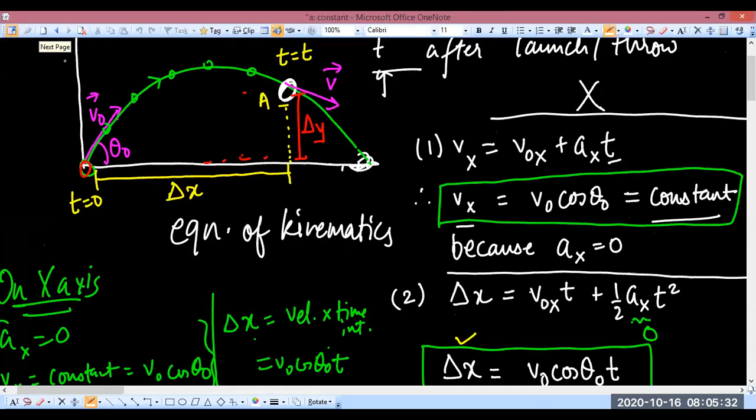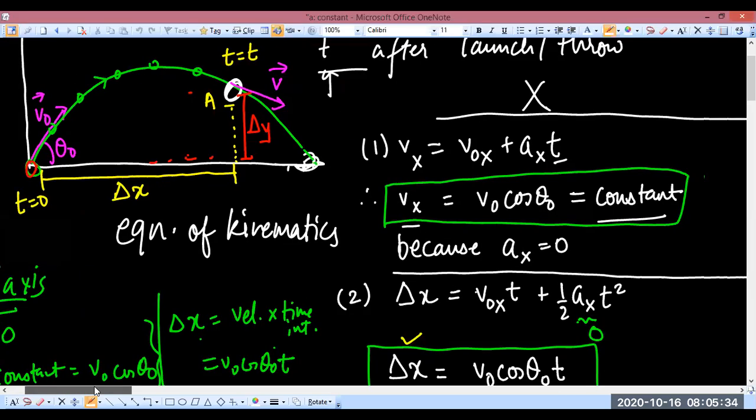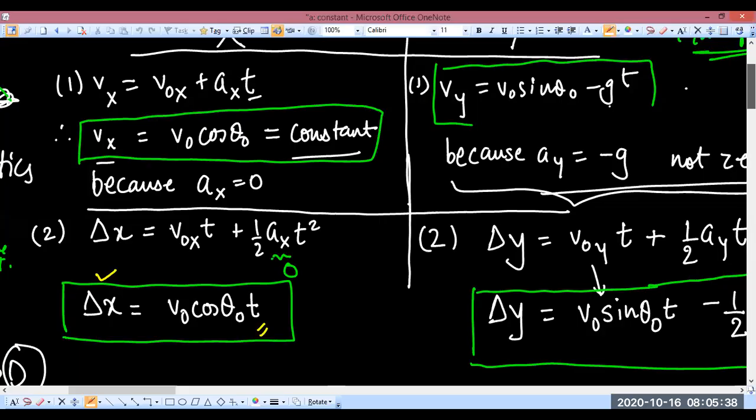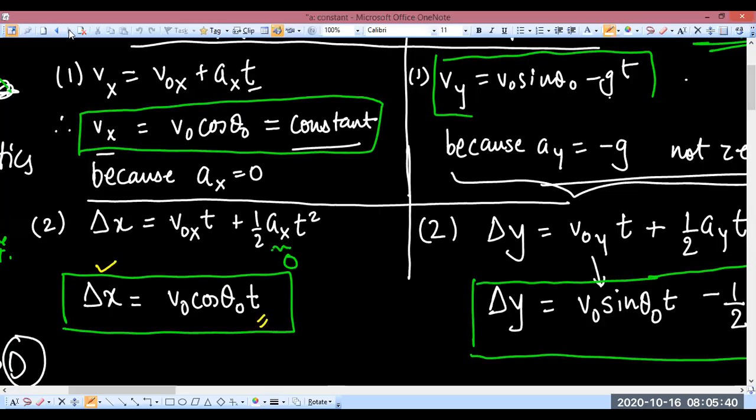So after having derived these four basic equations, which are very useful, right? Let's go to the next ones. That is, we will derive relations or formulas of range and time of flight and time for maximum height and all that. Okay, so let's start with that.